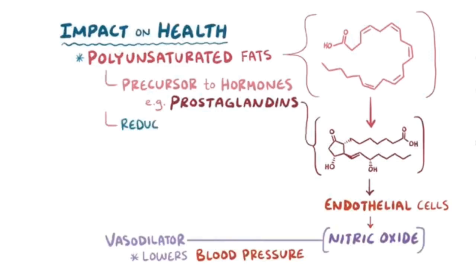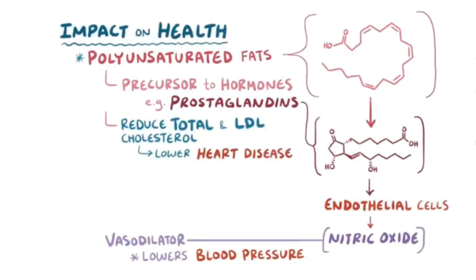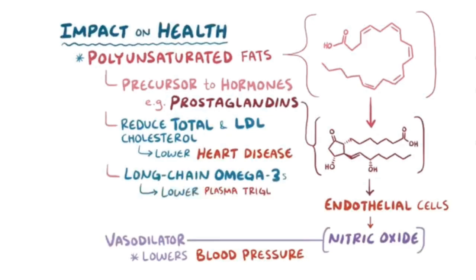Polyunsaturated fatty acids can also help reduce the total and LDL cholesterol, and that's linked to lower rates of cardiovascular diseases like heart attacks and stroke. Long-chain omega-3 fatty acids like DHA and EPA can both help to lower plasma triglyceride levels, which also protects against cardiovascular disease. Finally, DHA is important in the development of eyes and brains of young infants.